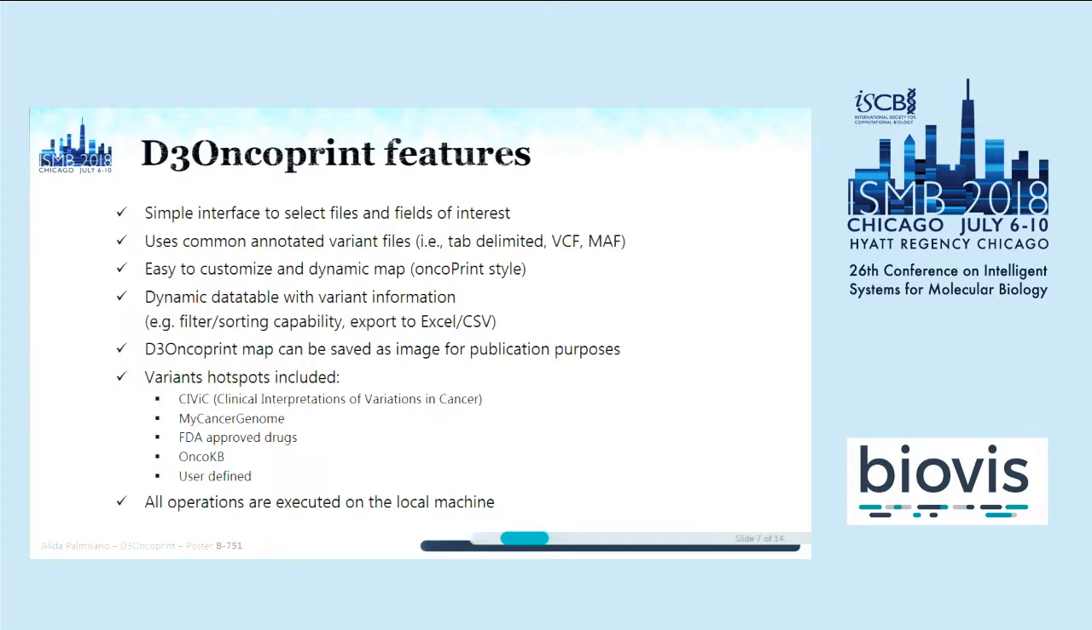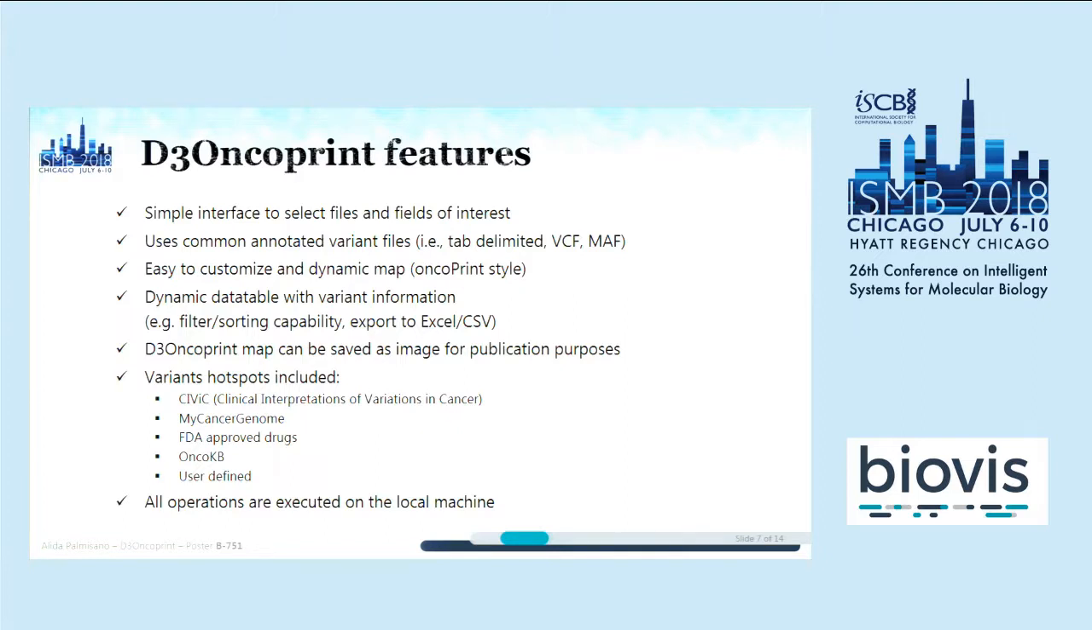But basically, this is a list of the main features. It's a very simple interface, so anyone without any programming skills can use it. And it creates this HTML page with an embedded D3 Oncoprint and a data table right below that are all dynamic, and they can be filtered and sorted, so the researcher can interact directly with the data.